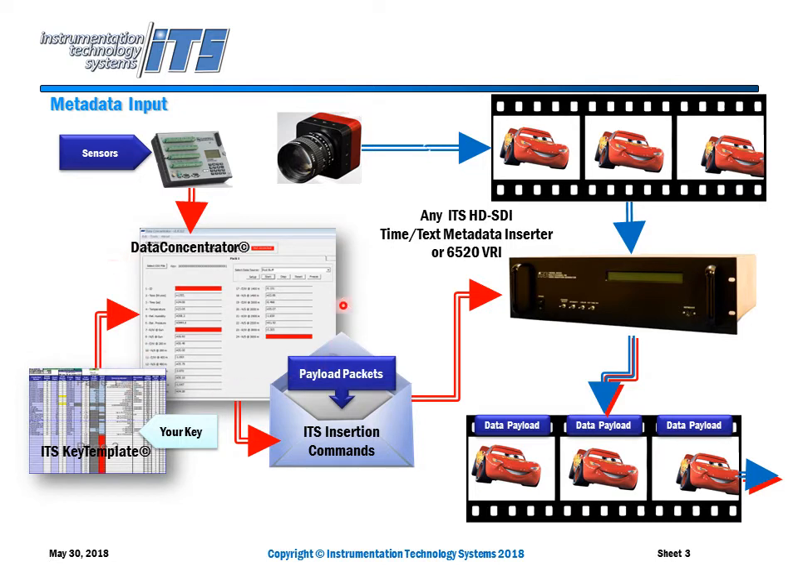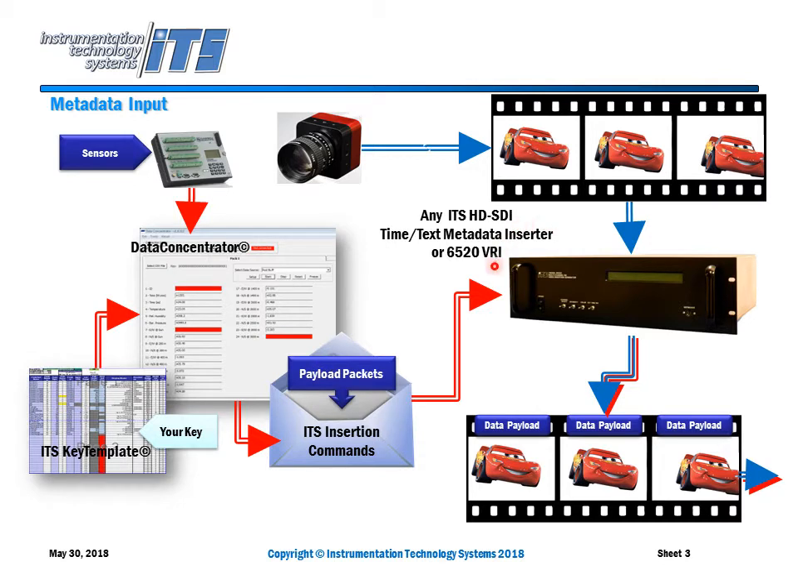So the data concentrator then can be set into a mode, once this is set up, to receive the data asynchronously from whatever source you have and automatically fill the key with the data received as an individual sample. Then you can tell the data concentrator, once it's doing that, to wrap a sample, a payload packet, in insertion commands and send them out at some rate. It can be anywhere from 1 time a second to 200 times a second, and that also is asynchronous.